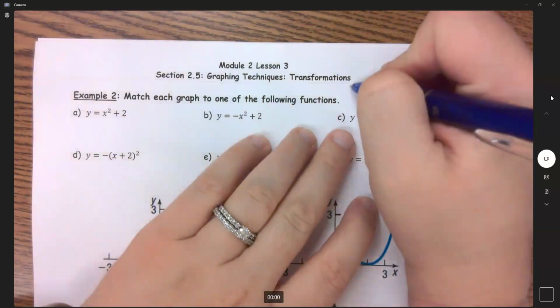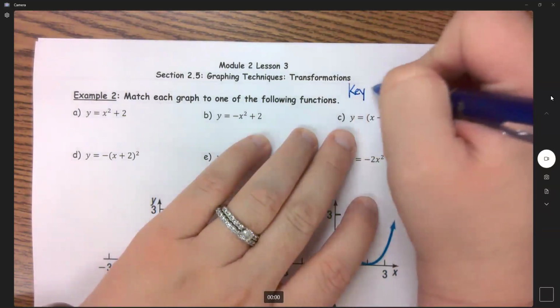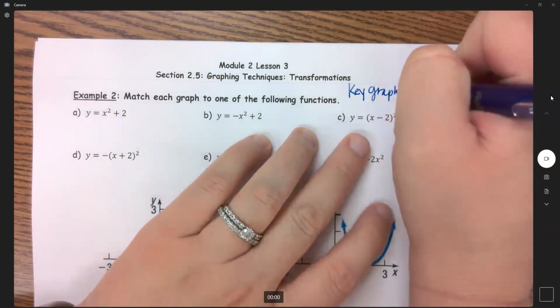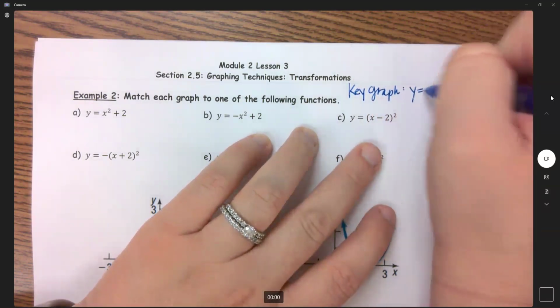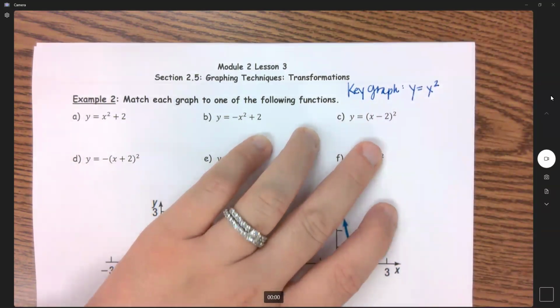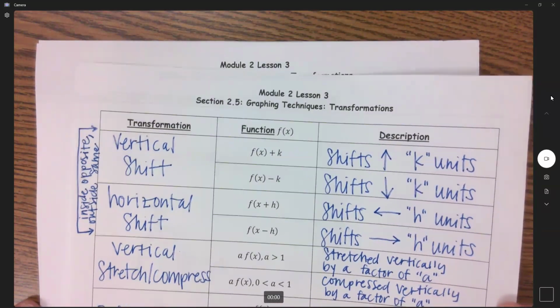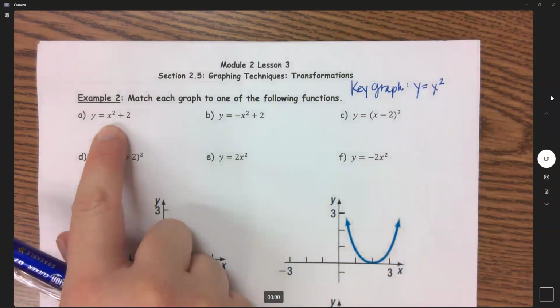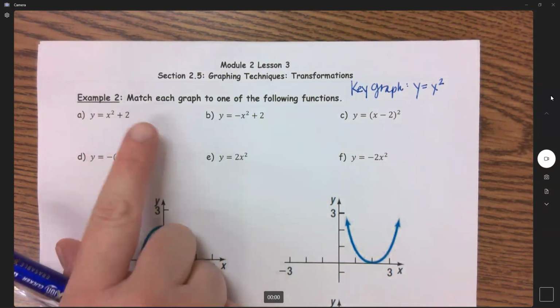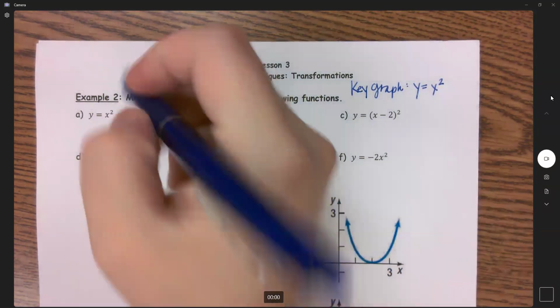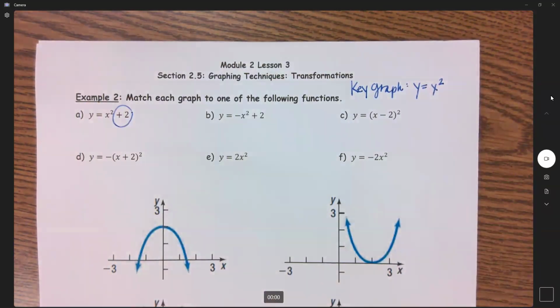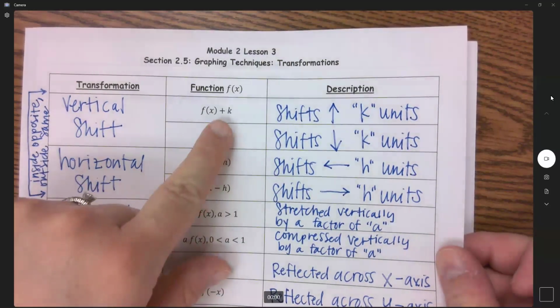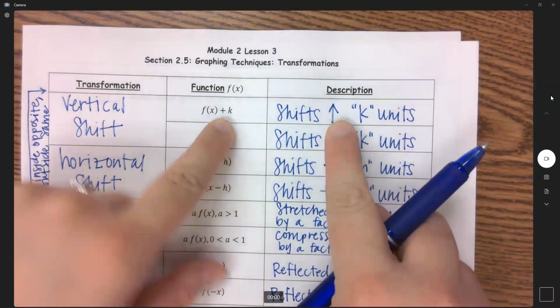So the key graph that these are all starting from is y equals x squared. Now we have to use these transformations to figure out how they have been moved. If my key graph was y equals x squared, and now I have y equals x squared plus 2, what does this plus 2 on the end do to this graph? Well, when you have something added to the end, it moves it up.